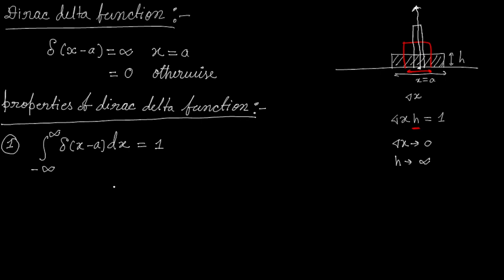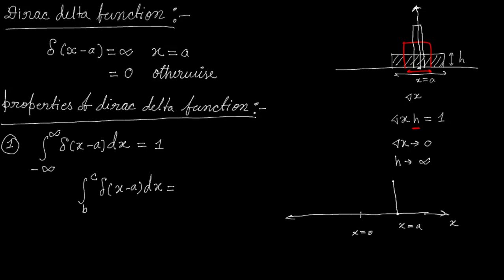Sometimes instead of infinite limits, we get finite limits, let's say b to c, the integral of delta of x minus a dx. The value of this integration will depend on the limits of the integration. So let me draw a figure here. Let's say this is our x-axis, and this point is x equals 0, and this is the point x equals a, where the Dirac delta peak is located.